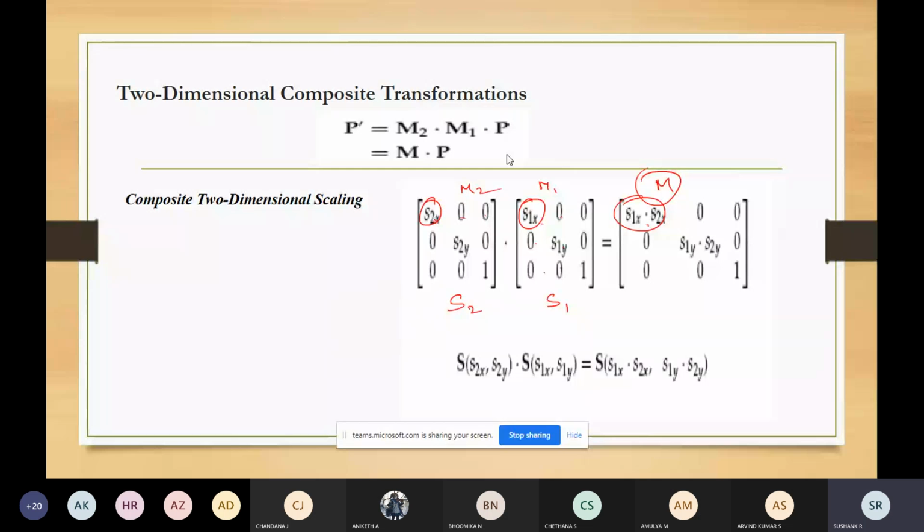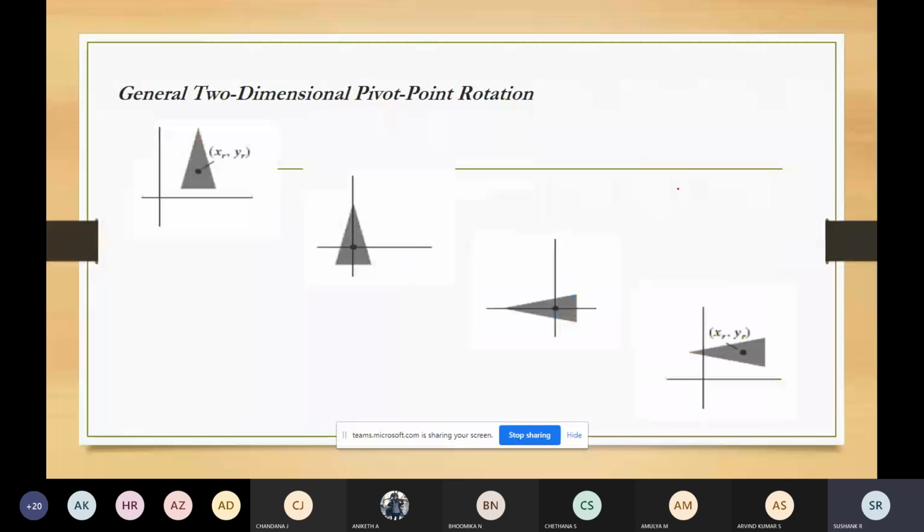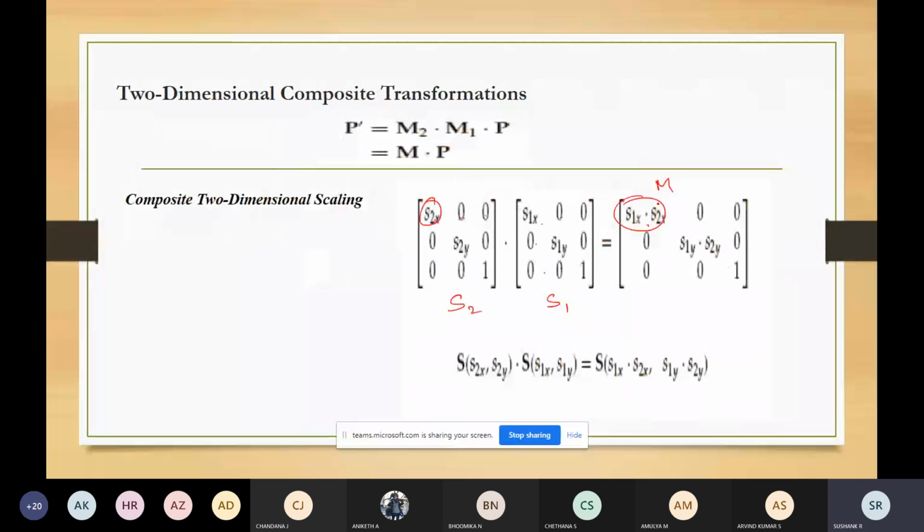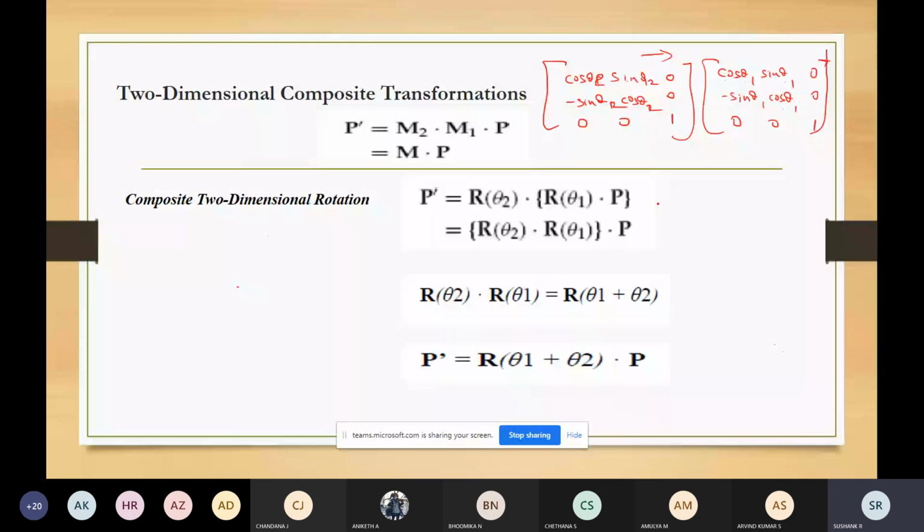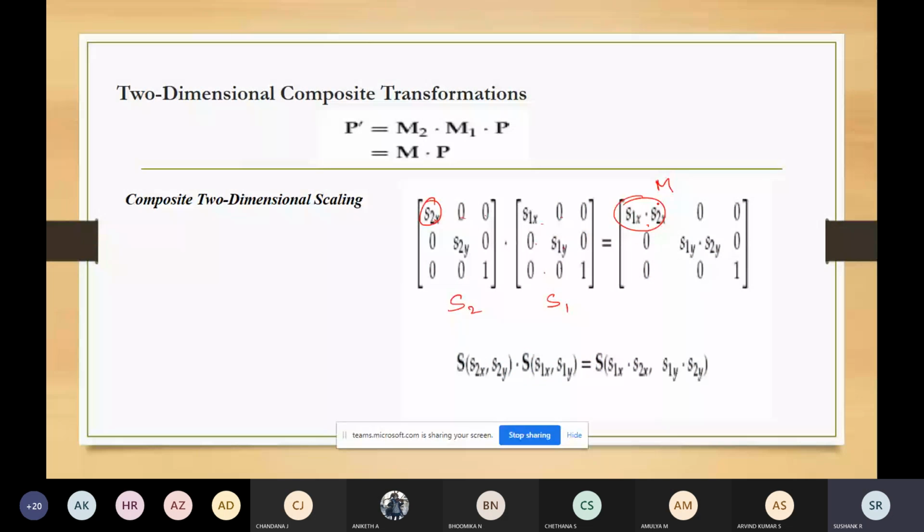For scaling also, it is additive. So what I just wanted to tell is, when the operation is multiple, you just multiply and get the result first, and for the result you apply the transformation with the initial point. So this is regarding the two-dimensional scaling. For rotation also, you can verify that the rotation is additive. Additive means you are adding the angles. And for scaling, you know that you need to multiply those two scaling factors.